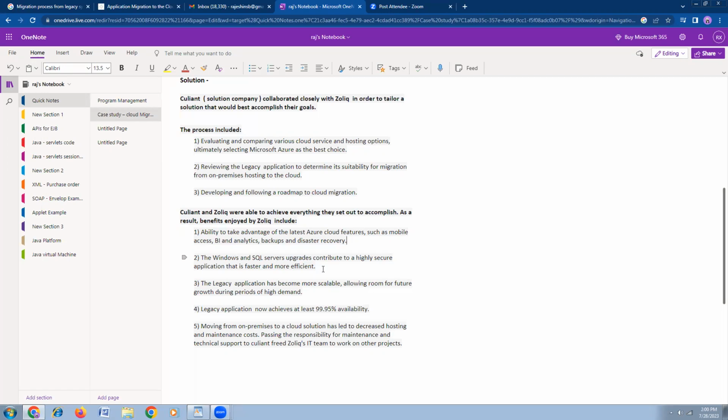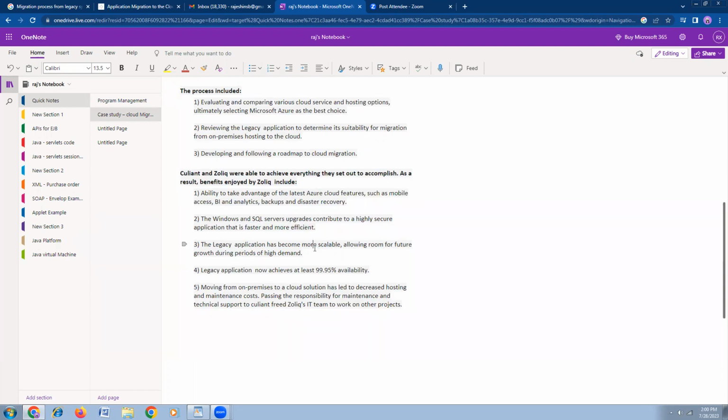Now, Windows and SQL Server upgrading contribute to a highly secure application that is faster and more efficient. So this is also one of the key elements they have decided to develop. Now, the legacy application has become more scalable, allowing room for future growth during periods of high demand, because this is important.